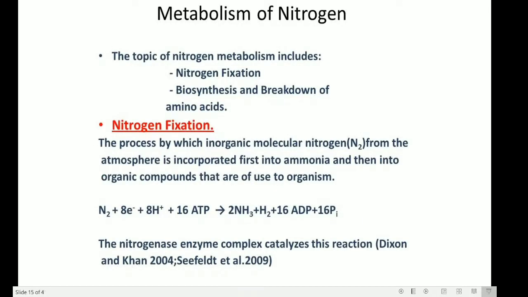And in the metabolism of nitrogen, how much energy is utilized? They utilize N2 plus 8 electrons, 8 hydrogens, that is protons, then 16 ATP. This is converted into 2 NH3 molecules plus 1 H2 molecule, 16 ADP plus 16 Pi molecules.